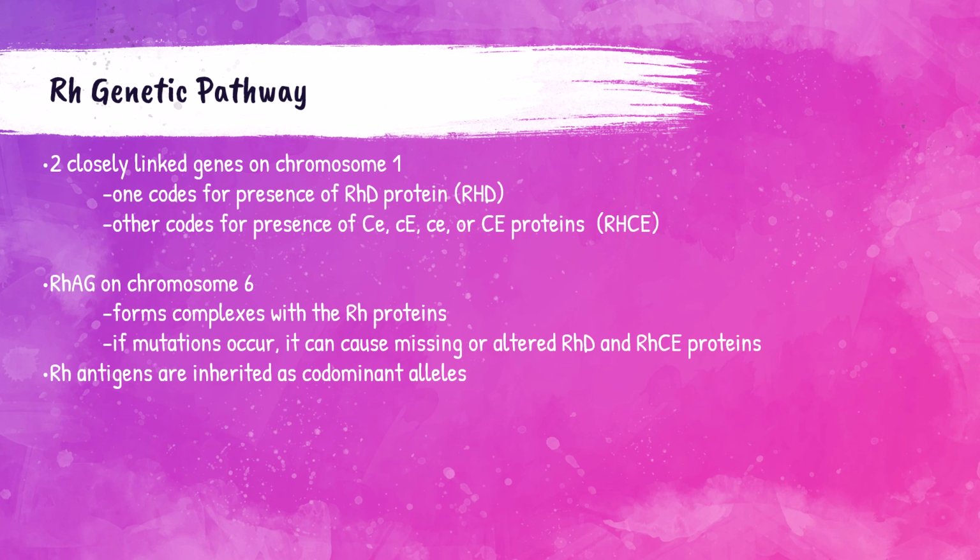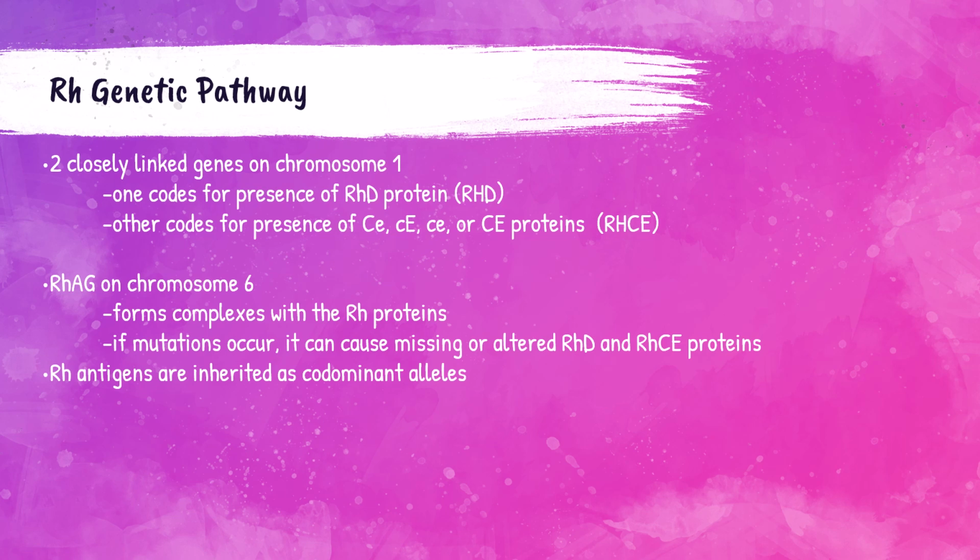Now that we've talked about the Rh terminologies, and of course two of those were derived from theories of genetic inheritance, we can now talk about the inheritance of Rh. So we now know that the inheritance of Rh is controlled by two closely linked genes present on chromosome 1. These two genes are called RhD, which codes for the presence or absence of the RhD protein, and RhCE, which encodes for the presence of Rh big C little e, Rh little c big E, Rh little c little e, or Rh big C big E proteins.